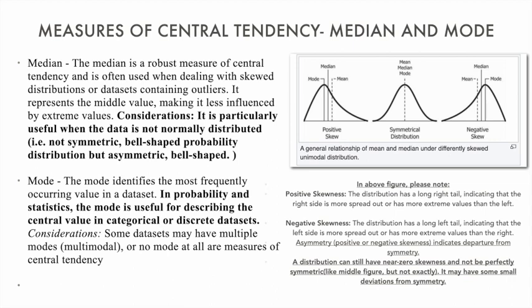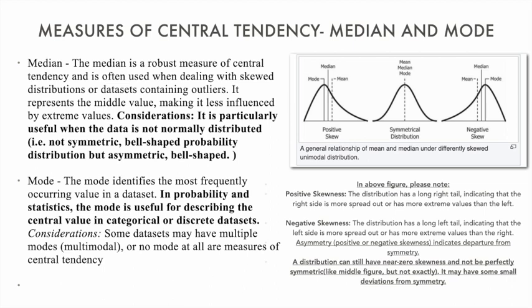We also need to consider when the median should be used. When the data is not normally distributed, the median should be taken. Mode identifies the most frequently occurring value. In probability and statistics, mode is useful for describing the central value in categorical or discrete datasets. Some datasets may have multiple modes, multimodal, or no mode at all. This was shown in the above figure and has been discussed in session 2 as well.